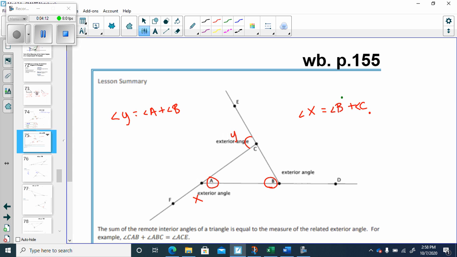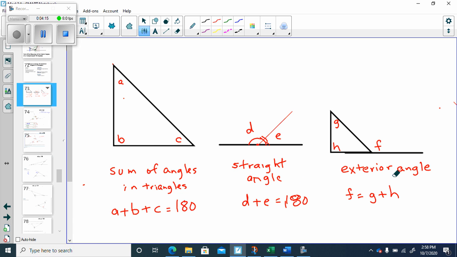Now, what we're going to be using in the problems we're about to do are 3 things that we've dealt with angles on before. The sum of angles in triangles is equal to 180. In this case, angle A plus angle B plus angle C is 180. If you've got a straight angle, then these two angles would be supplementary. They would add up to 180. So the measure of angle D plus the measure of angle E is 180. That's the second thing we might deal with. And the third thing we might deal with on these triangles is that the measure of the exterior angle is equal to the sum of the two remote interior angles. Here that would be angle F is equal to the sum of angle G and H, the two remote interiors.